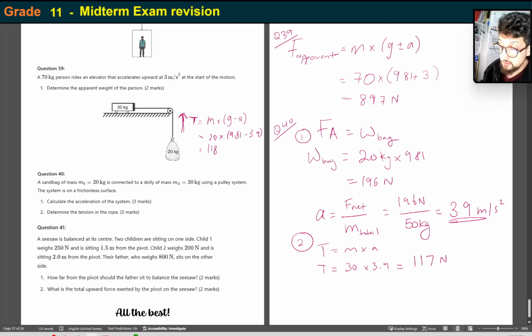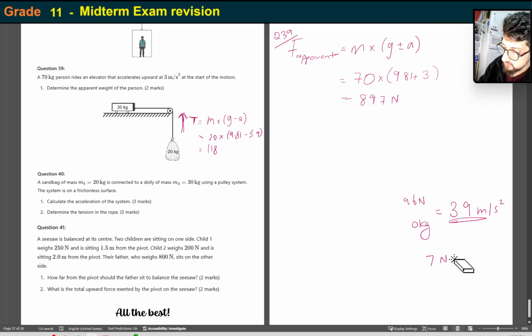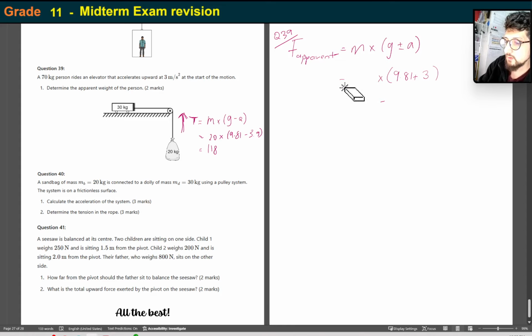And finally, question 41. We're nearly there. I need all of this space. Question 41 states that it's a seesaw. Okay, so it's about torque.